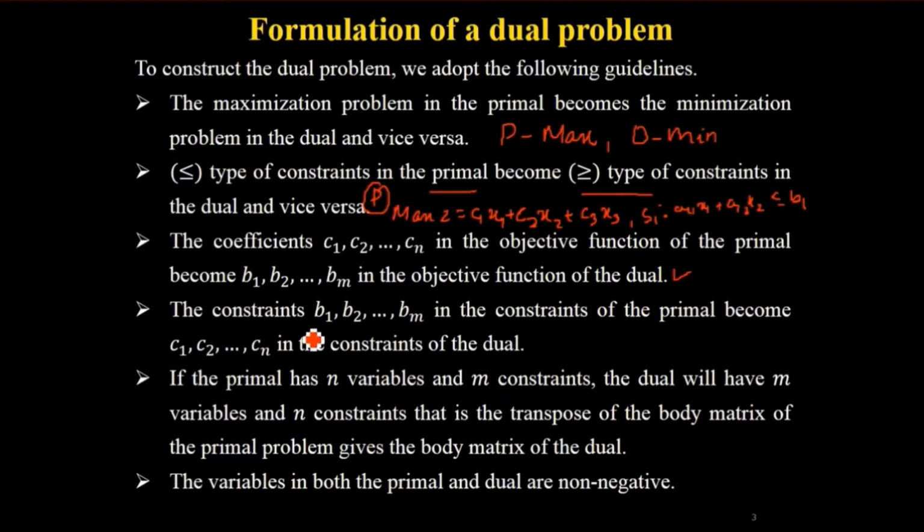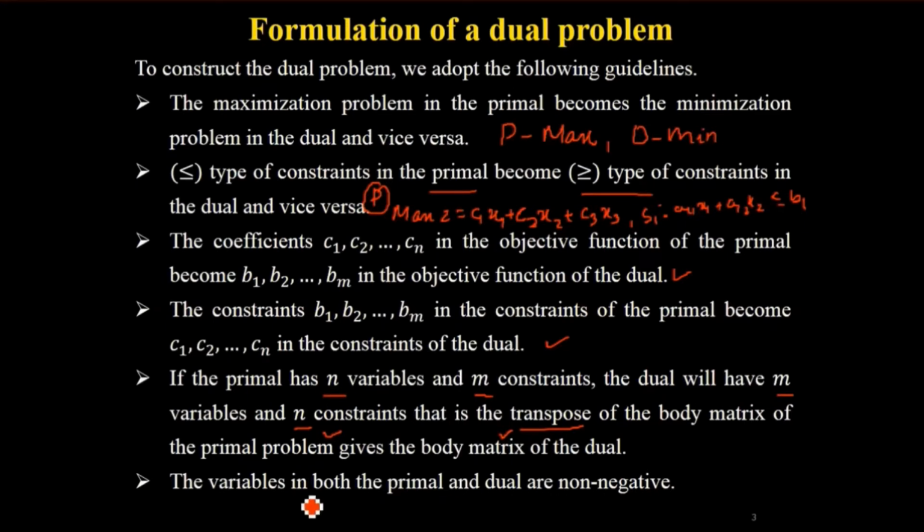Now the next one is the constraints. The b1, b2, b3 up to bm in the constraints of the primal become the c1, c2 up to cn in the constraints of the dual. If the primal has n variables and m constraints, the dual will have m variables and n constraints. It is just a transpose. That is, the transpose of the body matrix of the primal problem gives the body matrix of the dual problem. If you remember this, then you can visualize the thing. When we discuss the example, then it will be crystal clear.